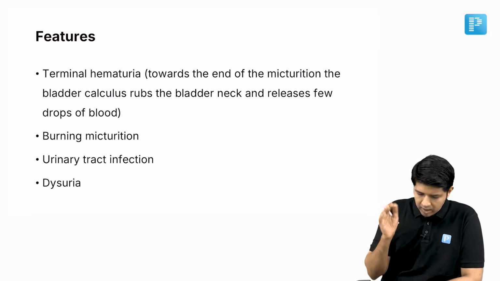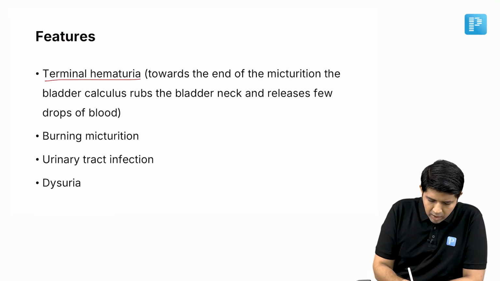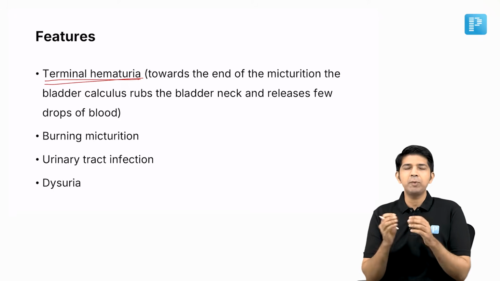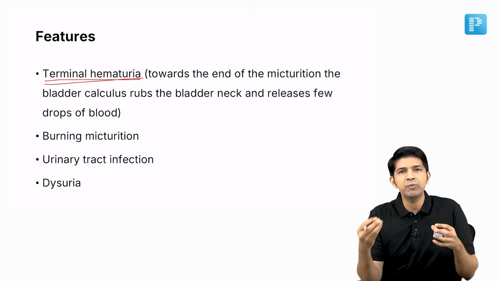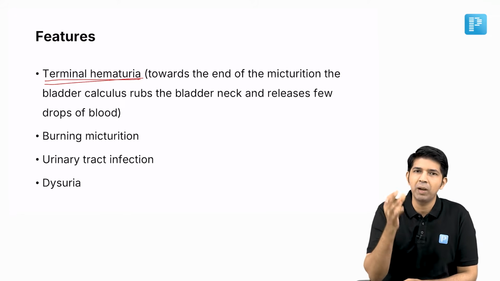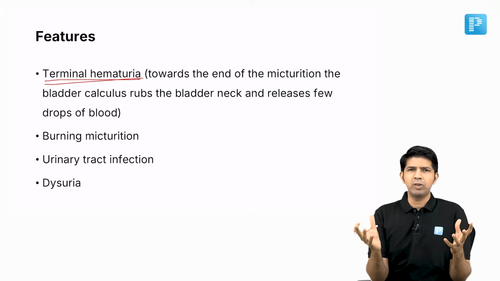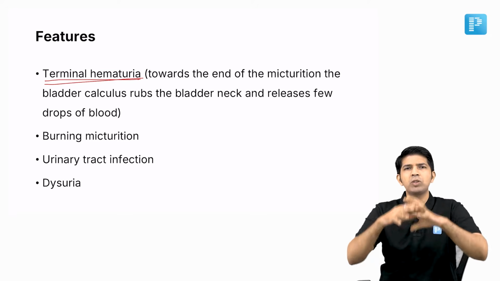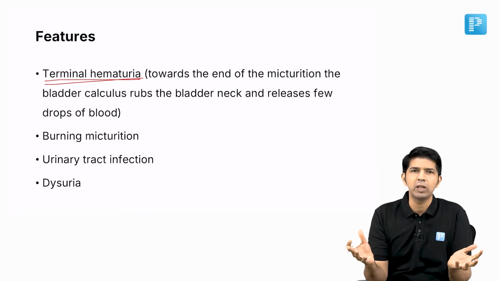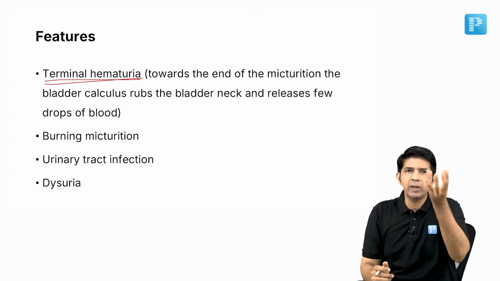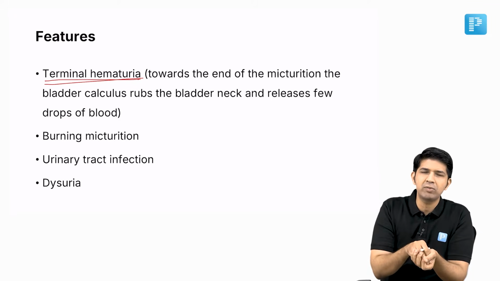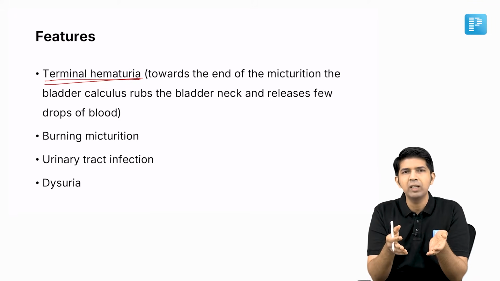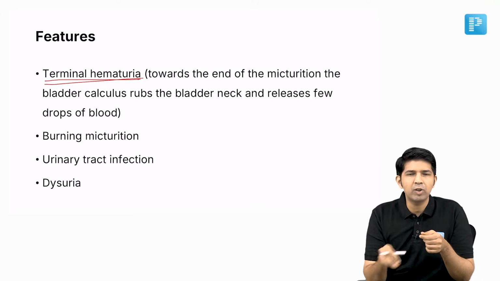So how do these patients present to you? The most characteristic feature is terminal hematuria. Now terminal hematuria basically means at the end of the act of micturition, there is blood which comes. Nothing great about it. Just imagine there is a stone floating inside a bladder full of urine. As the urine empties, the stone will keep coming down, it will start hitting the base of the bladder or near the neck of the bladder, and it will scratch.